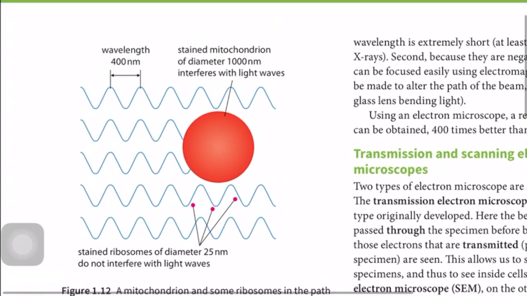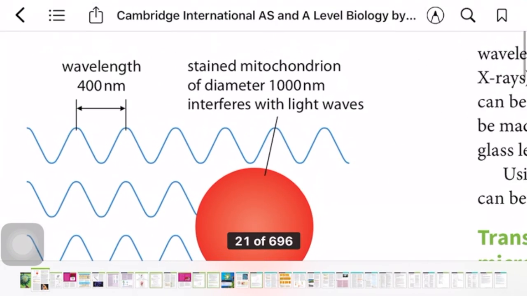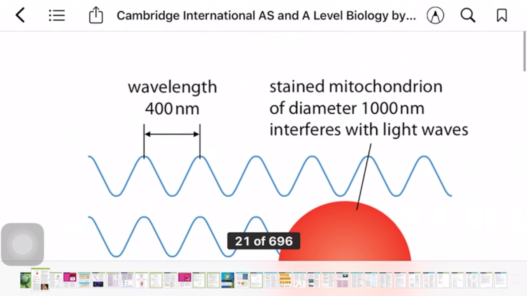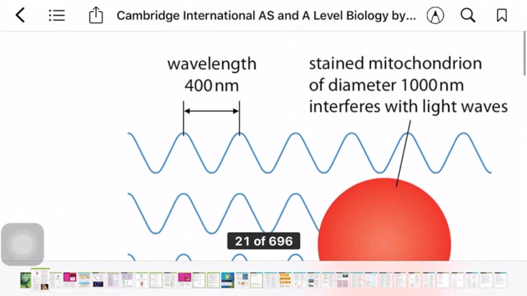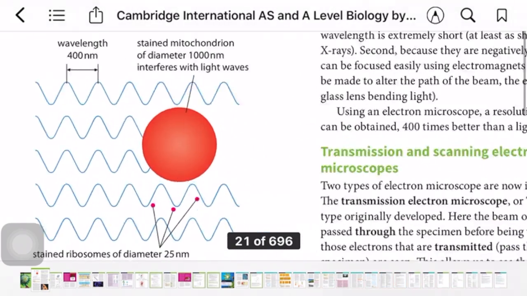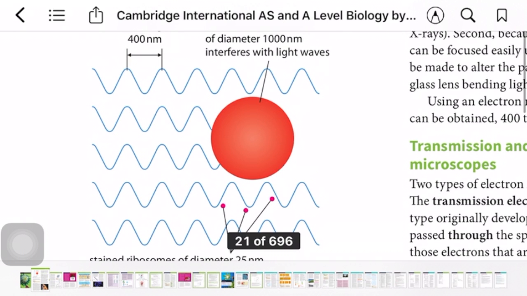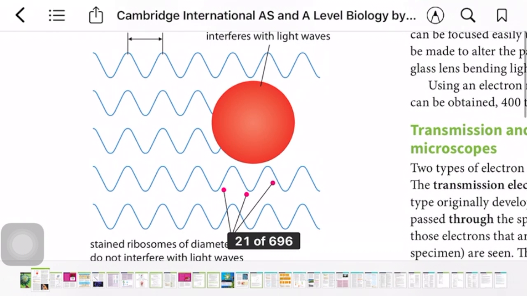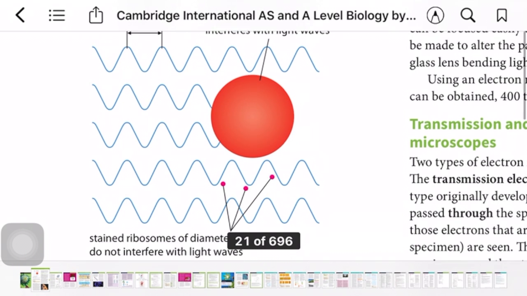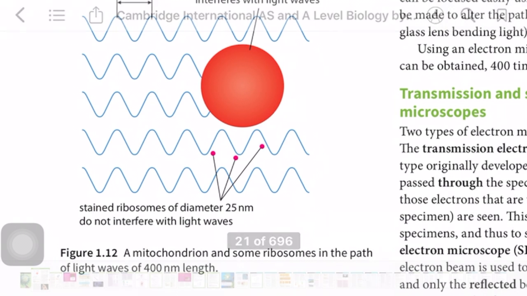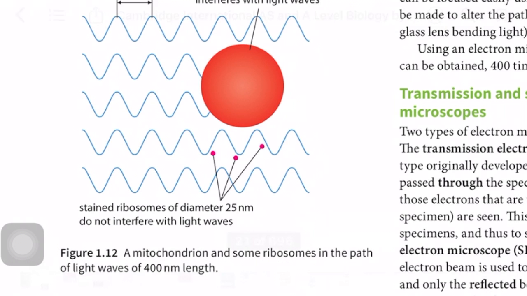So think about it. This is the light wave and this is the wavelength. See, from one trough to trough or one crest to crest is 400 nanometers. Now look, the mitochondrion is big enough to interfere with the light waves. That's why we can see it. But the ribosomes are far too small to interfere with the light waves. That's why we cannot see them. This is basically physics, but you need to have a normal knowledge about it.